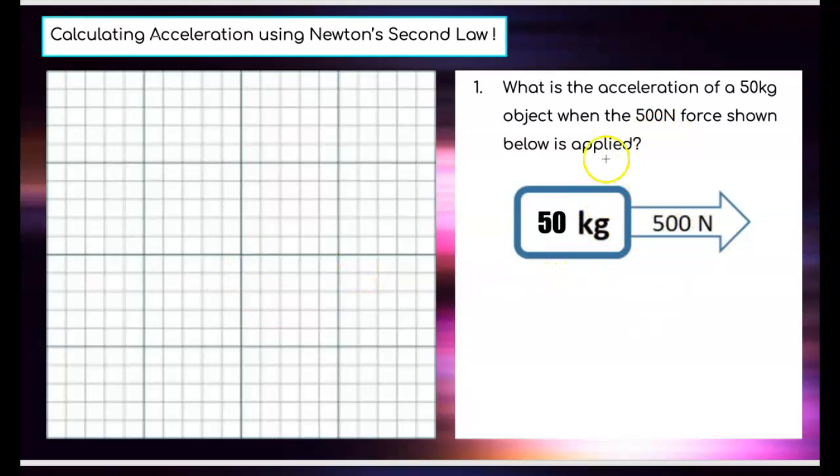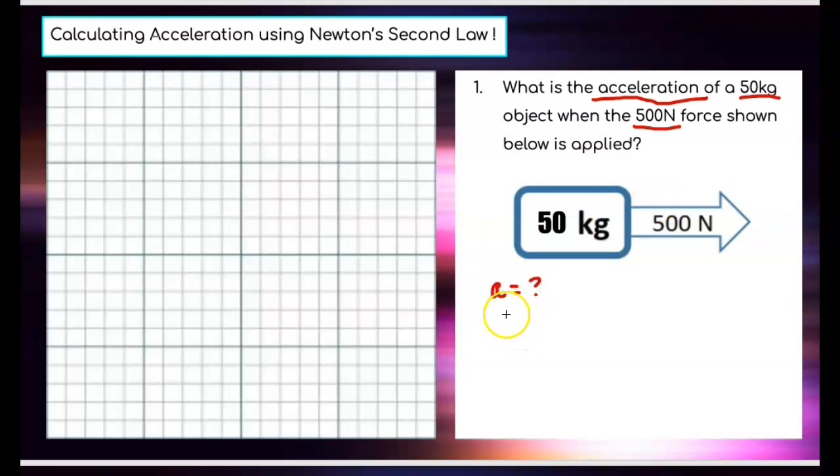So first, like we should with any problem, let's go ahead and identify our knowns and what we're being asked for. So we know we're being asked to calculate acceleration, and we are given the mass of the object as well as the net force on the object. So let's take a moment to go ahead and write this out.